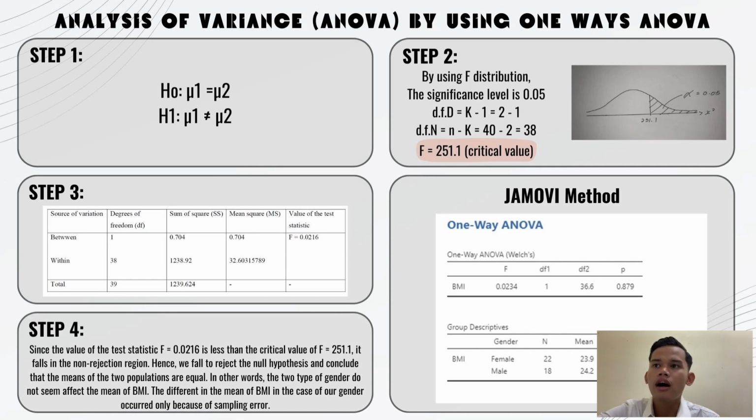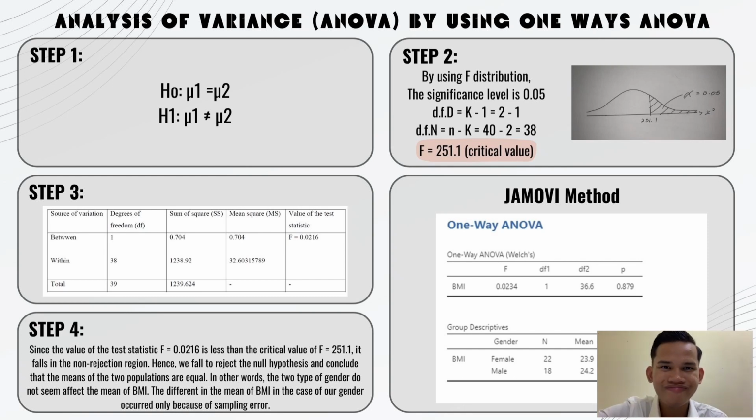So guys, how do we know that the answer we get by using the manual method is correct? We use the Jamovi method, where we get the value of the test statistic as 0.0234. We can conclude it is the same value as we get in the manual method, which is 0.02, and in the Jamovi method we also get 0.02. That's all for my part.